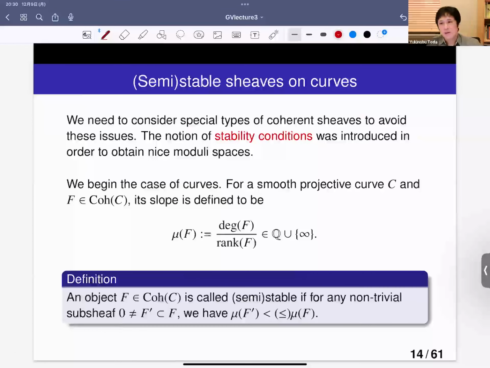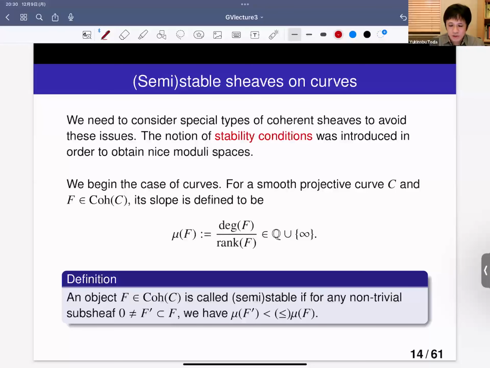So in order to avoid these issues, the traditional way to construct moduli spaces is to consider only some special type of coherent sheaves called semistable sheaves. The notion of stability condition was introduced in order to obtain these nice moduli spaces. So I first explain in the case of curves.